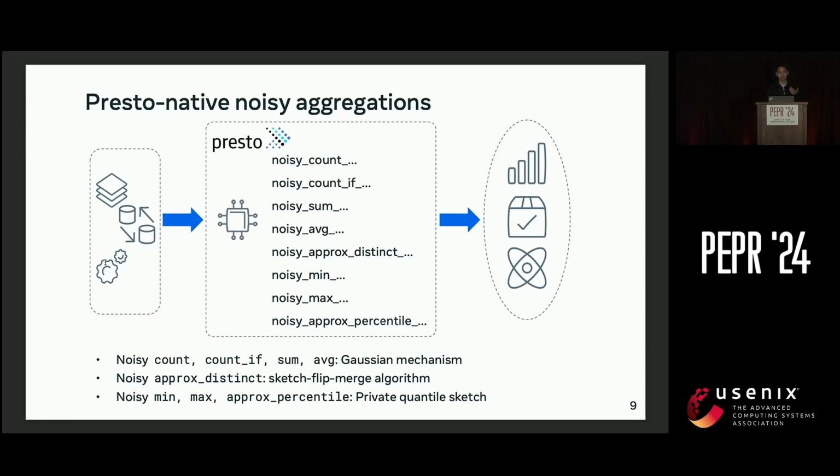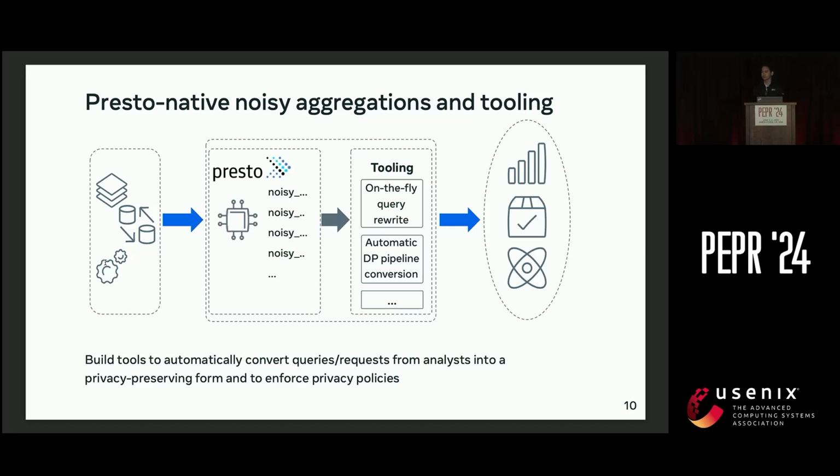I can see these help us a lot with the heavy lifting of DP algorithms, but it's not enough to really scale up the adoption. So we also built other tooling around this for automatically converting all different kinds of requests and workflows into privacy-preserving forms. For example, we have an on-the-fly query rewrite: when the analyst just types the query and clicks run, the tool automatically changes it into a privacy-preserving form so that when it runs, the returned data is definitively private.